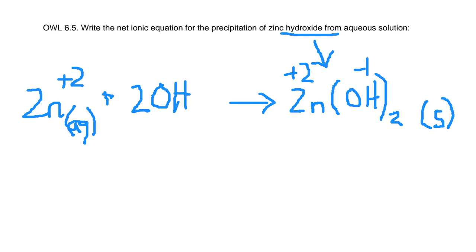And what this chemical equation is telling us is that when a zinc ion is dissolved in water and it combines with 2 hydroxide ions that are dissolved in water, they react in a precipitation reaction to form an insoluble solid, zinc hydroxide.